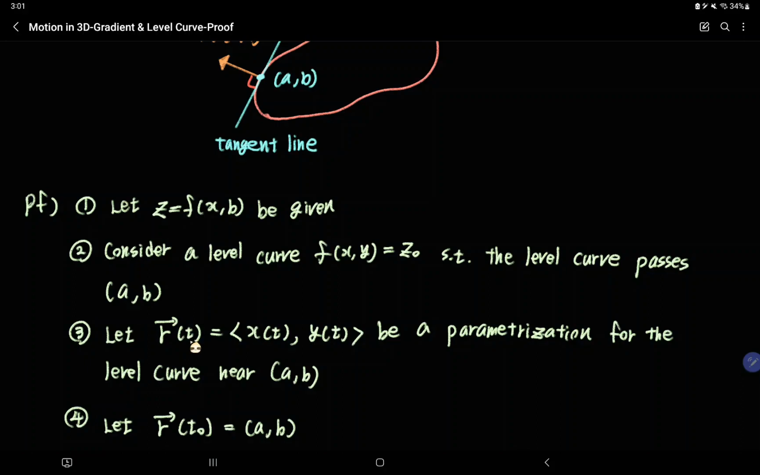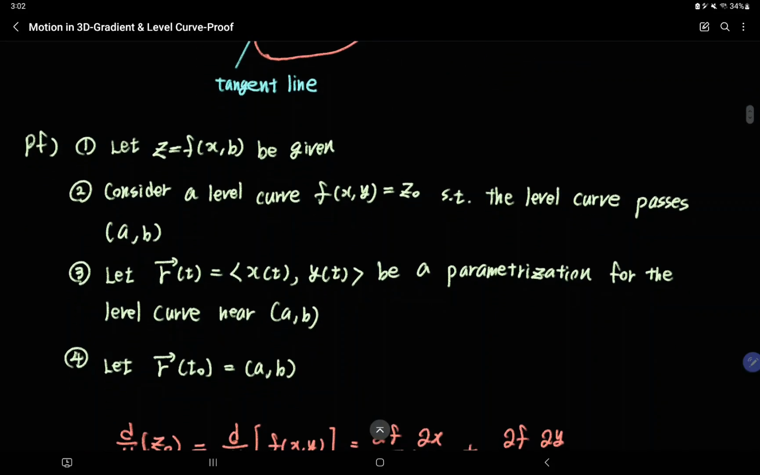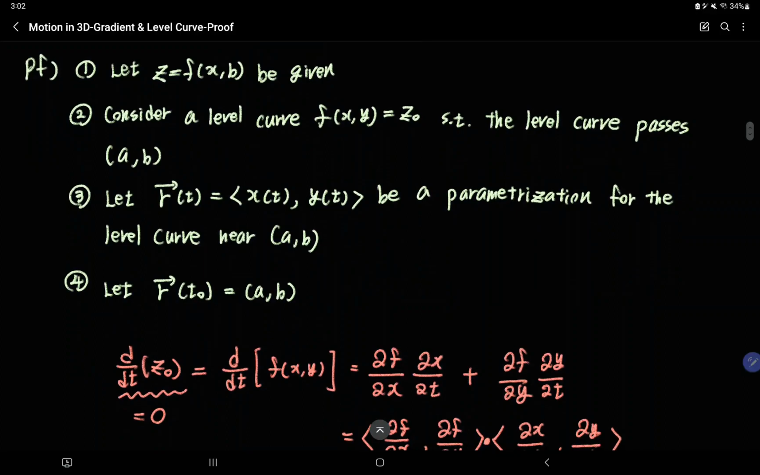Third, we're going to define the parameterization. Vector r of t is defined by the parametric functions x of t and y of t, for the level curve near (a, b). So maybe from here to here, or the entire level curve, we can express that level curve, or part of the level curve including (a, b), as the parameterization. Let's say when parameter t equals t0, the parameterization returns (a, b).